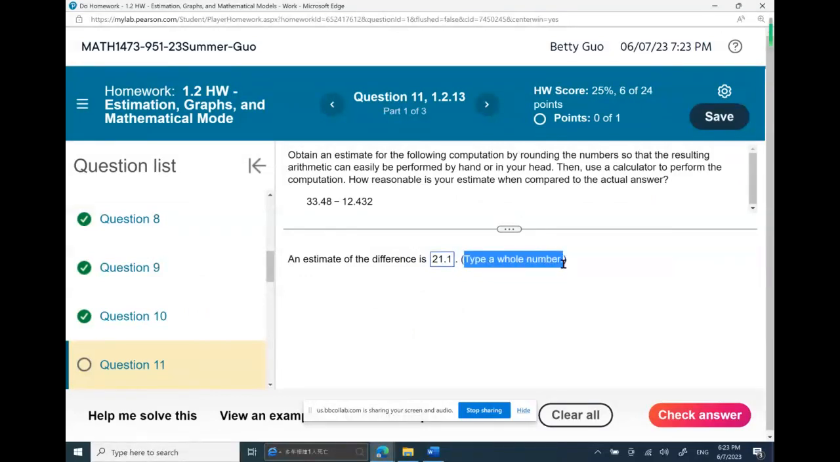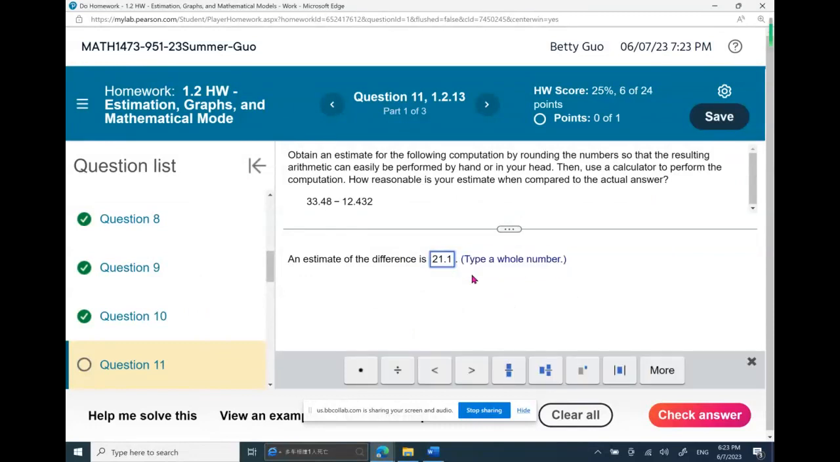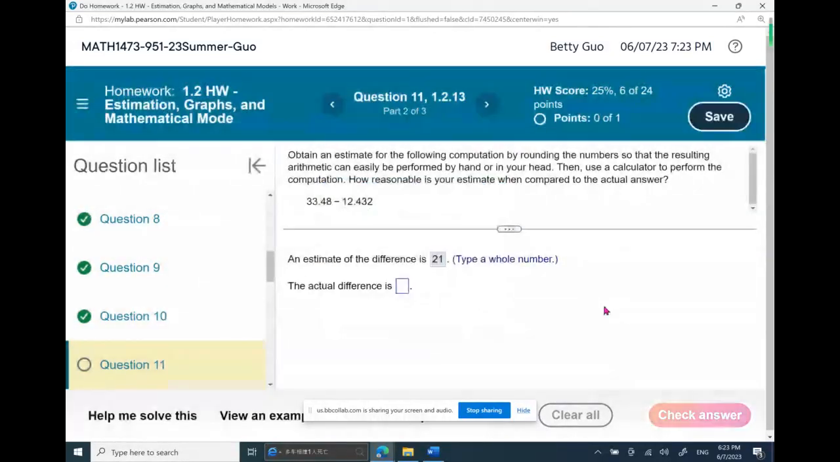So actually, it does tell us what to do because it said type a whole number, right? You know what? We have unlimited times. To type a whole number. So that's how we know we should round both decimals to the nearest whole numbers. Okay, here we go. So whatever information we have in the parentheses, we should pay attention.